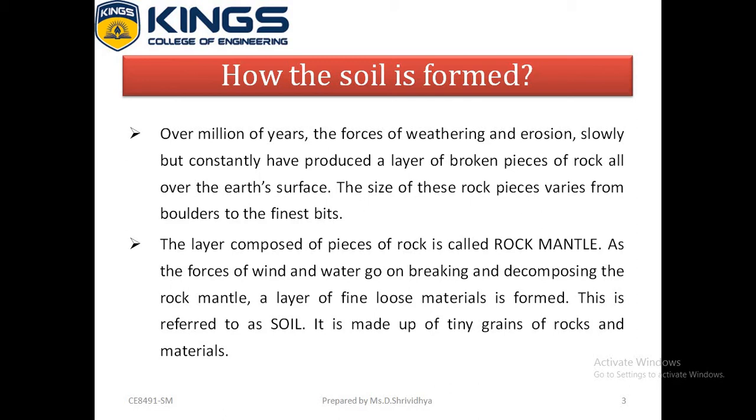Over millions of years, the forces of weathering and erosion slowly but constantly have produced a layer of broken pieces of rock all over the earth's surface. The size of these rock pieces varies from boulders to the finest bits. The layer composed of pieces of rock is called the rock mantle. As the forces of wind and water go on breaking and decomposing the rock mantle, a layer of fine loose material is formed. This is referred to as soil. It is made up of tiny grains of rocks and materials.